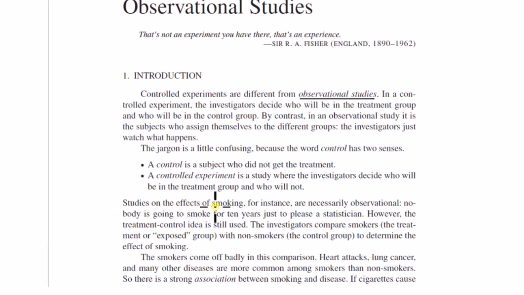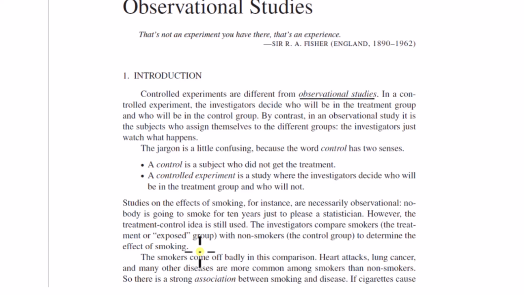So studies on the effects of smoking, for instance, aren't experiments. Nobody's going to smoke for 10 years just to please a statistician. However, the treatment-control idea is still used. The investigators compare smokers, the treatment or the exposed group, with non-smokers, the control group, to determine the effects of smoking. So you've got data on smokers and non-smokers. Physicians are collecting data, like they ask you to write on your chart, are you a smoker or a non-smoker, right? Whenever you go to the doctor.